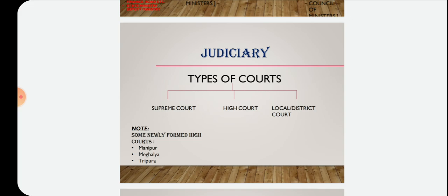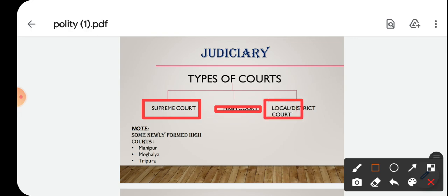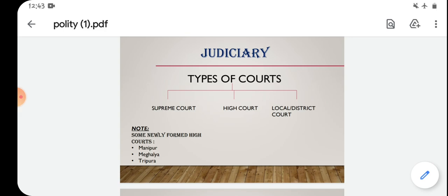Now, before moving forward to another topic, there are types of courts. Judiciary simply means courts. When you hear the term judiciary, the first thing that strikes your mind is the court. Alright, there are three types of courts. The Supreme Court is at the center level, a High Court for each and every individual state, and a local or district court for each and every district. Okay, these are the types of court.